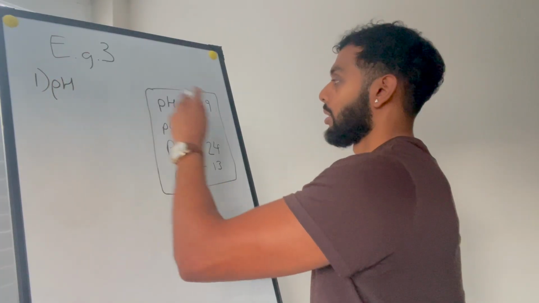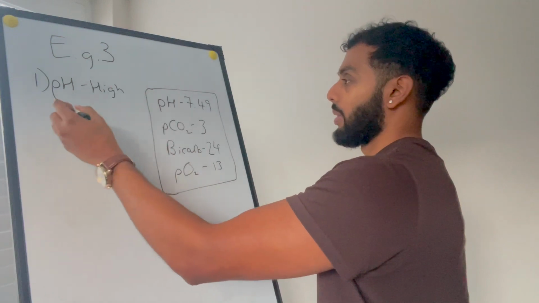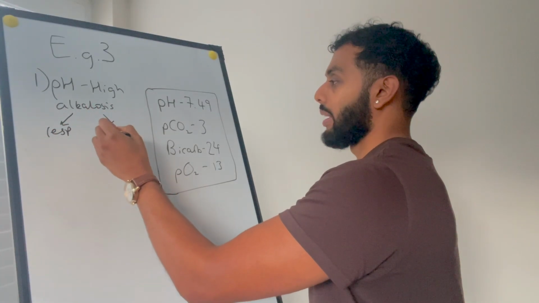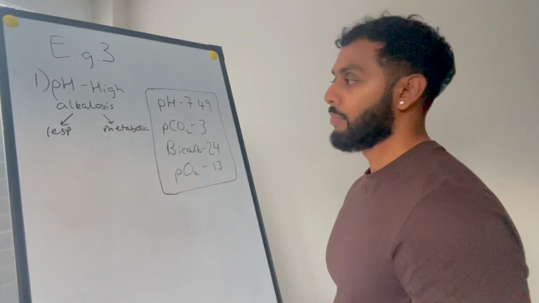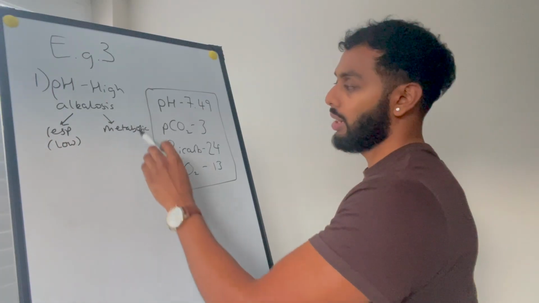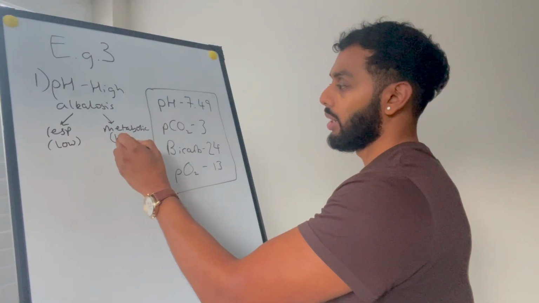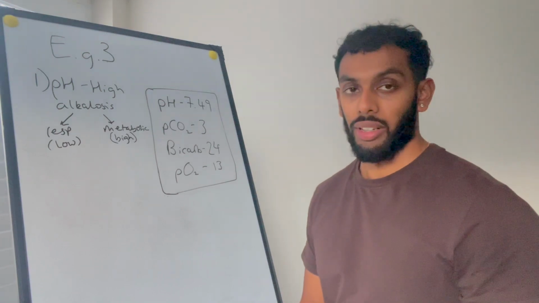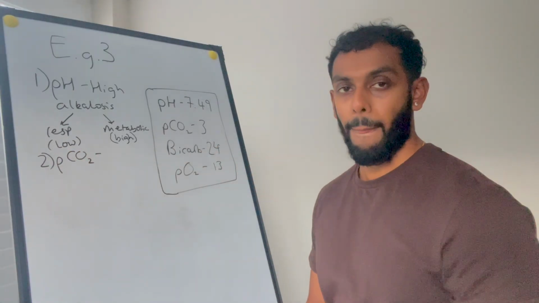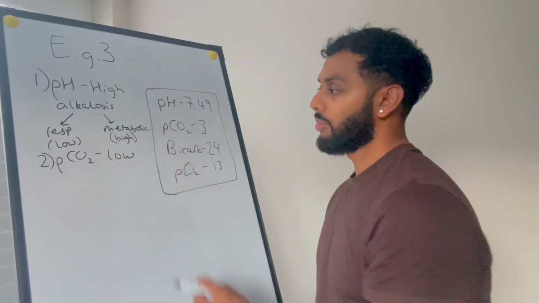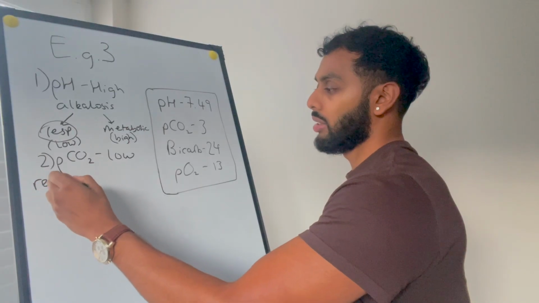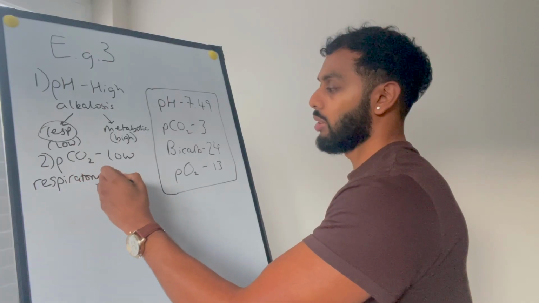Number 1, pH. pH is clearly high. So as the pH is high, they're in alkalosis. And we want to find out whether it's a respiratory cause or a metabolic cause. If it was a respiratory cause, we would expect the PCO2 to be low, and if it was a metabolic cause, we would expect the bicarb to be high. So let's see which one is the primary problem. Number 2, PCO2. PCO2 is 3, so that is low, and that shows us that it is respiratory. So the primary cause of the alkalosis is respiratory, so it is respiratory alkalosis.